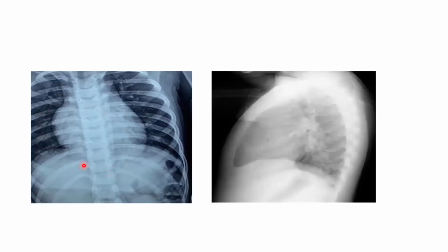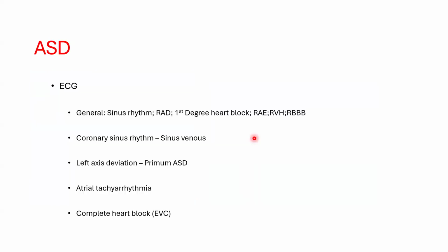So these are what you expect typically from an ASD. You see the right atrial border, which is quite prominent here. And in a lateral view, you can see the right ventricular chamber, which is the most anterior chamber here, being so close to the sternum, suggestive of a right ventricular dilatation.